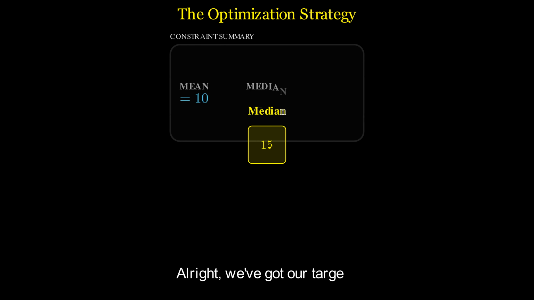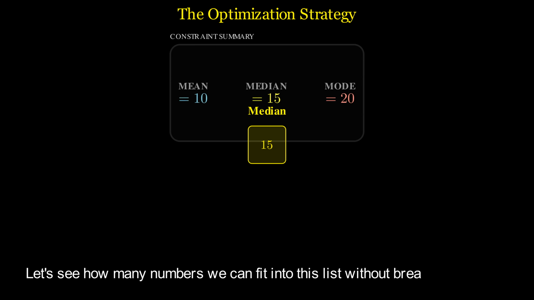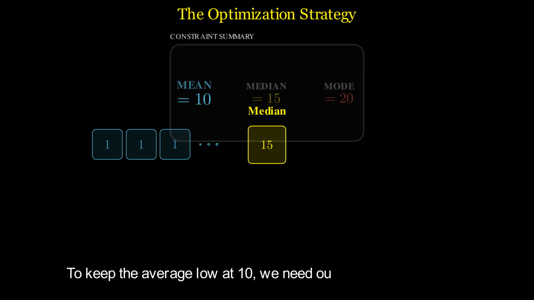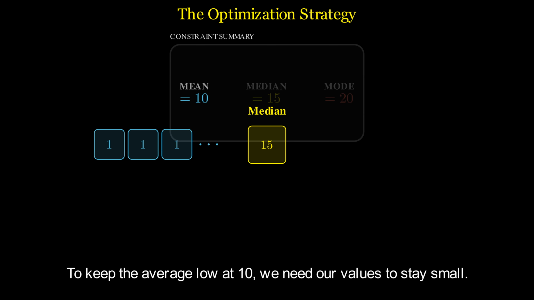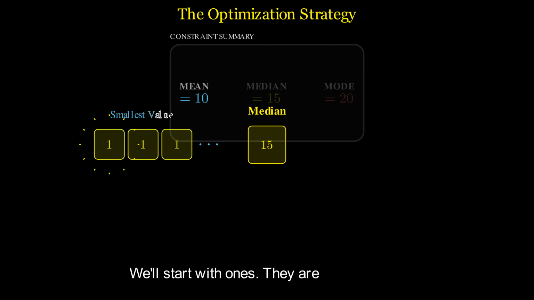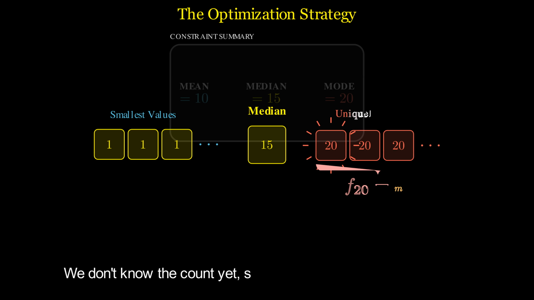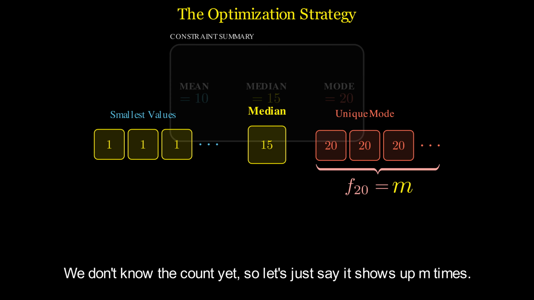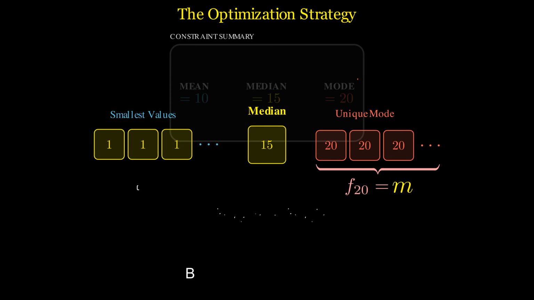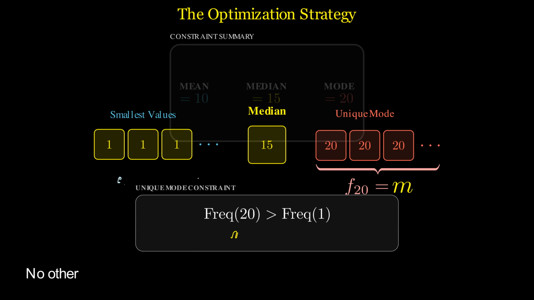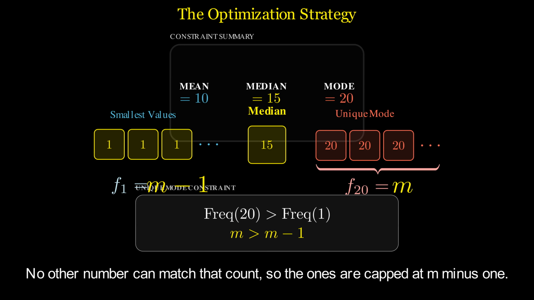All right, we've got our targets. Let's see how many numbers we can fit into this list without breaking the rules. To keep the average low at 10, we need our values to stay small. We'll start with 1s. They are the minimum. Then there's the mode, 20. We don't know the count yet, so let's just say it shows up m times. But 20 is the unique mode. No other number can match that count, so the 1s are capped at m-1.